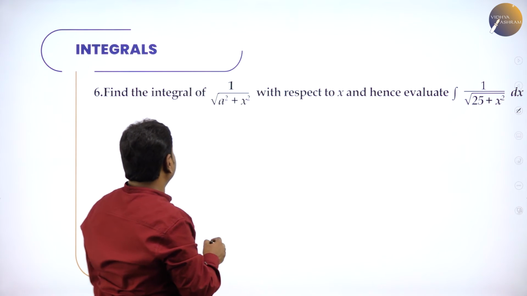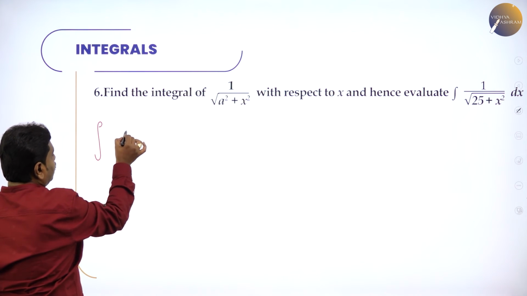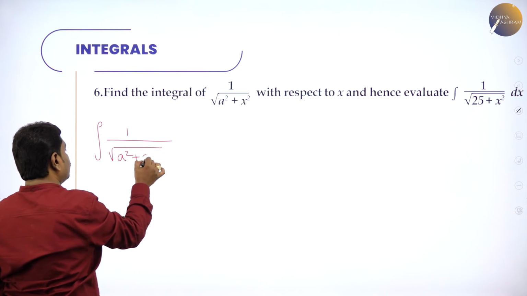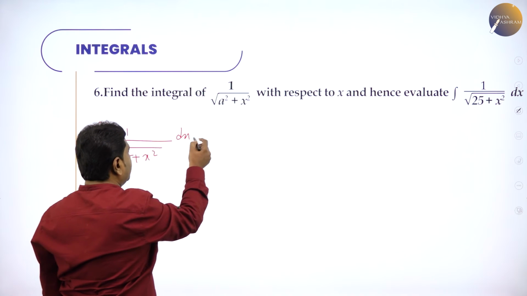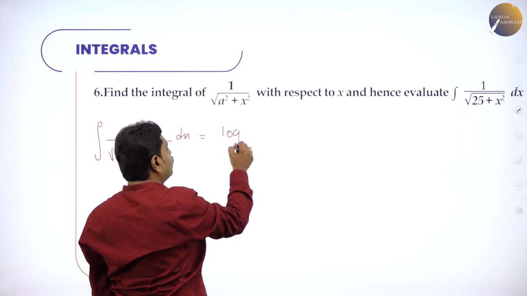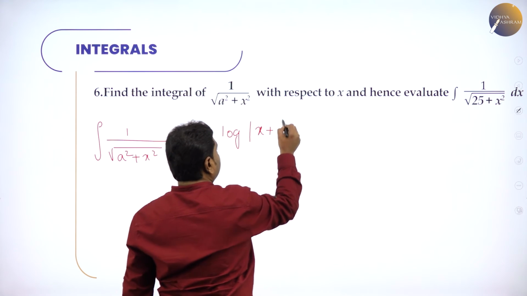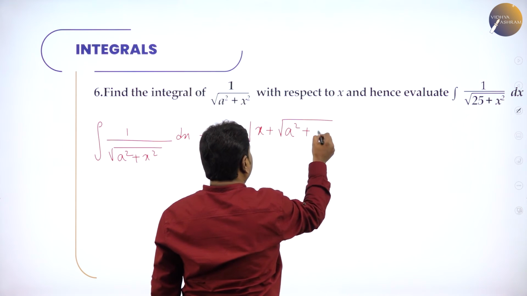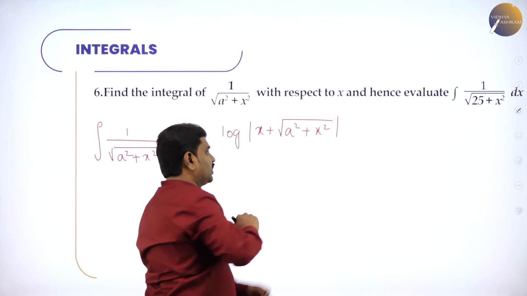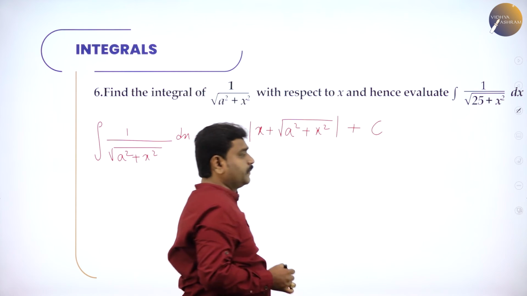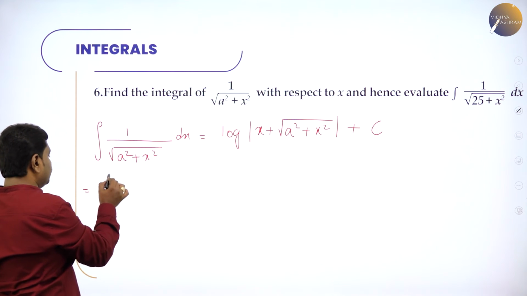What is the problem they give? So, first, recollect the formula. What is the formula we learned? Integration of 1 by root of a square plus x square dx, or dx divided by root of a square plus x square, the answer is log of mod of x plus the denominator. What is the denominator? Root of a square plus x square, or vice versa. Because we have a plus sign, I can write this plus this or this plus this, plus c. This is the answer. Now, the given problem is in this form.